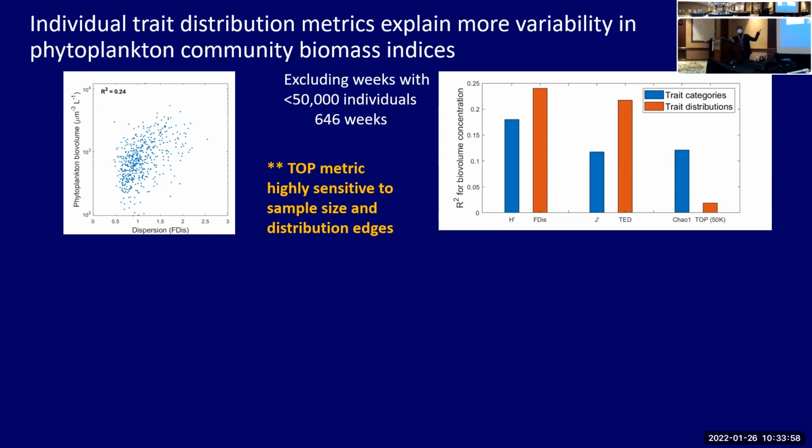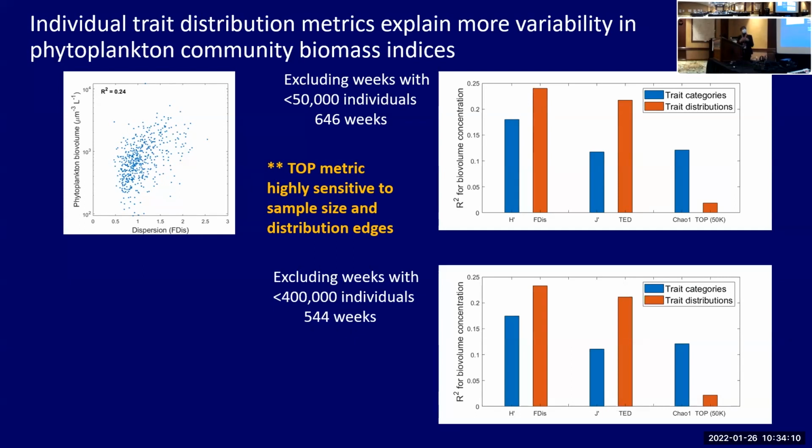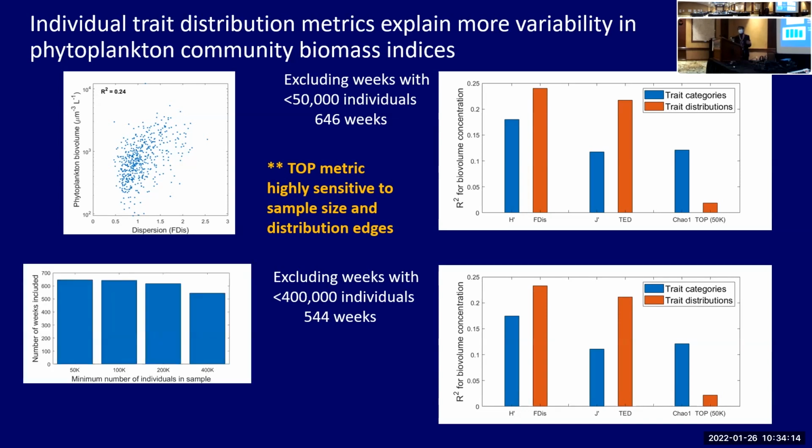And with 50,000 observations, even if you do lots of resampling, there's a damped dynamic range and a bias low with that metric. If I make the criteria more stringent and only include the weeks when I have more than 400,000 individuals measured, it doesn't drop off too fast. We have a lot of data here. So there's still 544 weeks.